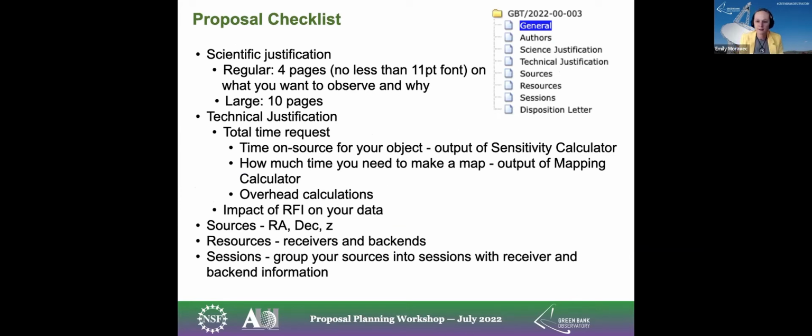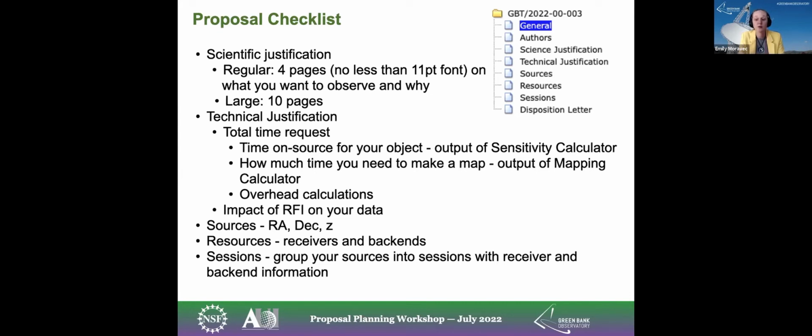So I created a checklist for you of what you need to submit a proposal. You need your scientific justification, which for regular proposals is 4 pages, no less than 11-point font, on what you want to observe and why you want to observe it. And then you have your technical justification, which is separate from the scientific justification. You need to justify your total time request. So why did you request the on-source time that you need? And we request that you include the output of the sensitivity calculator in your technical justification.